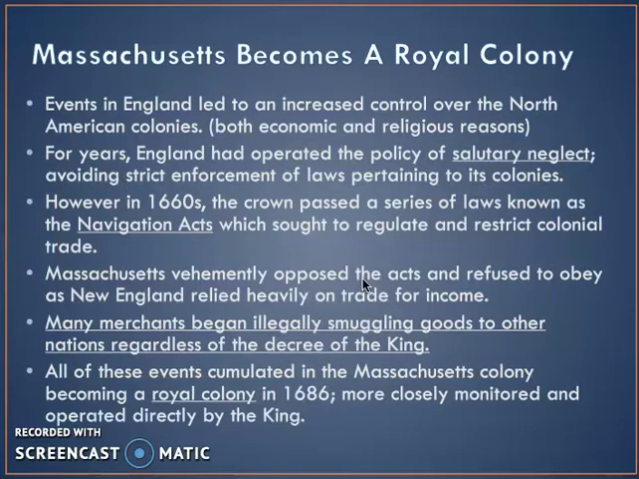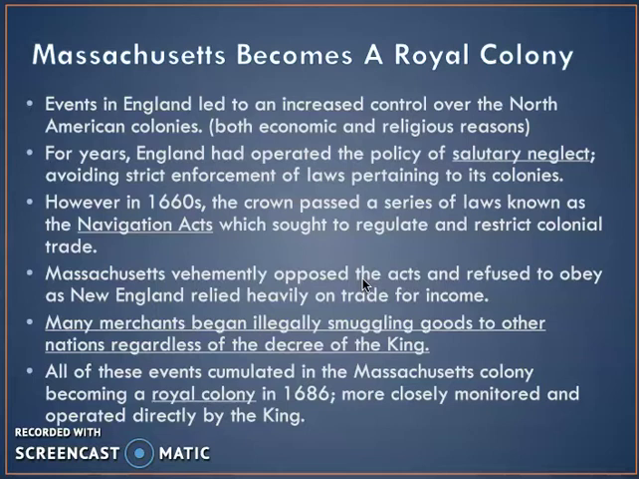All right, so we're going to talk about Massachusetts and it's becoming a royal colony. So it says the events in England led to an increased control over North American colonies, both economic and religious. So for years, England had operated under the policy of salutary neglect, avoiding strict enforcement of laws pertaining to its colonies. However, in the 1660s, the Crown is going to pass a series of laws known as the Navigation Acts, which sought to regulate and restrict colonial trade. Massachusetts is going to oppose these acts, and they're going to refuse to obey them, as New England relied heavily on trade for income, right?